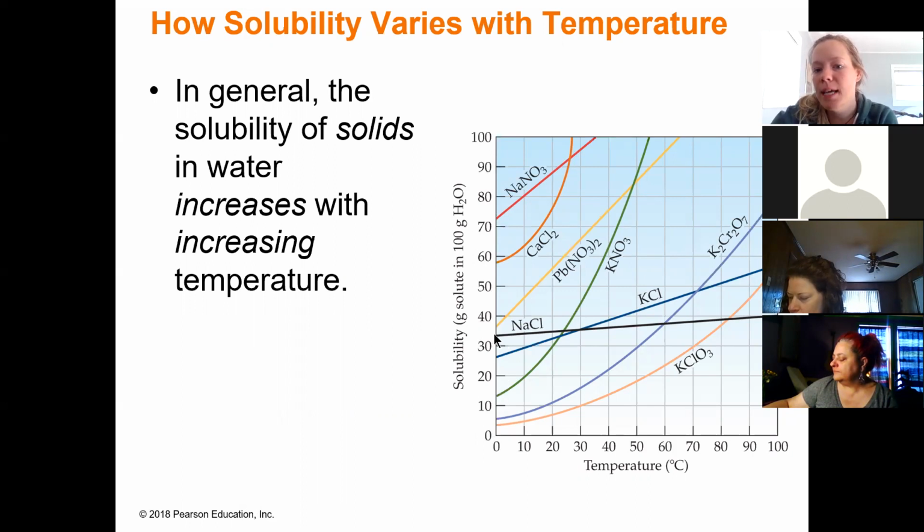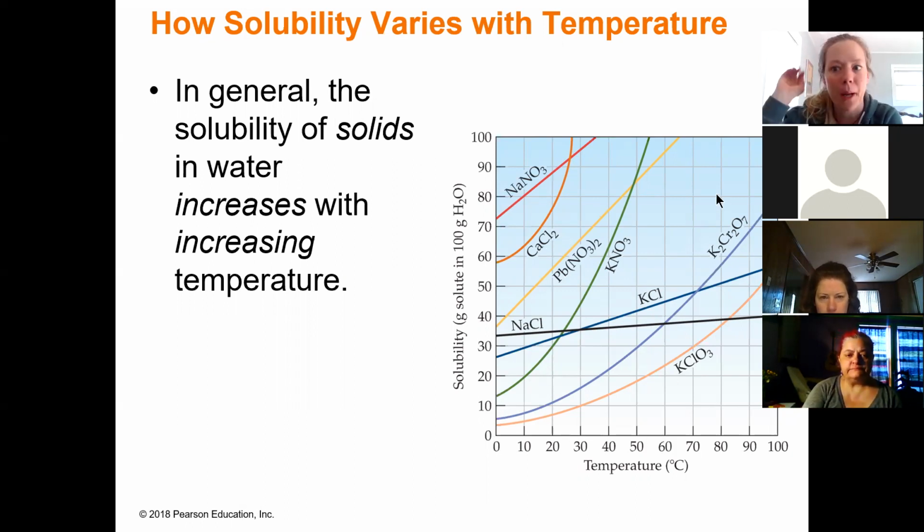If you notice, table salt, NaCl, actually doesn't increase a whole lot. Its solubility doesn't increase a whole lot with temperature, but all these other salts, metals and non-metals, as soon as you increase that temperature, boom, you can pack a bunch of salt in there. So warm water holds more salt. Colder water holds less salt.